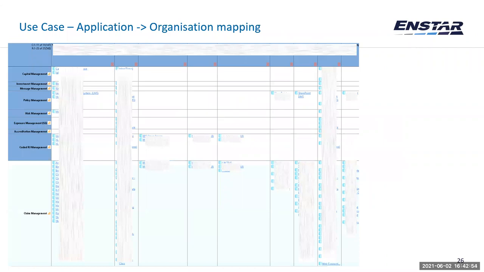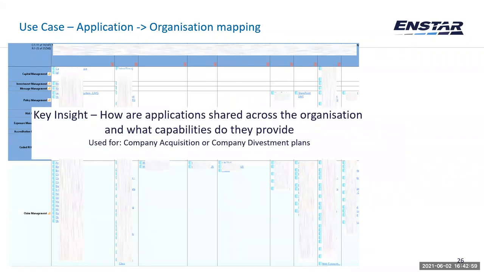Another use case was looking at the organizational mapping. This helped with company acquisitions or company divestment plans, where we wanted to show how the applications are serving which capabilities and which organizations, which you see on the x-axis here, are owned by or own which applications. So we can see this complex matrix actually helps provide that key information when there are company divestments or acquisitions, and what the system landscape change looks like.